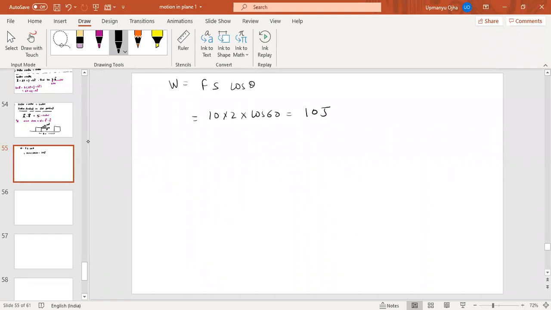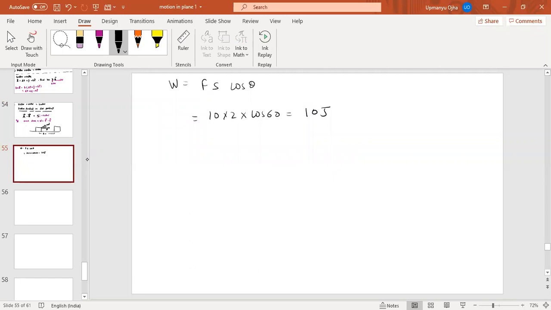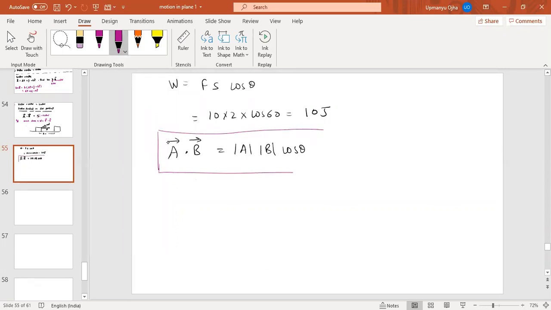Now we can see one thing here: work done is F dot s, which means it is a dot product, and the value of the magnitude is F s cos theta. So from this example, can I say that the dot product of two vectors, a vector dot b vector, is equal to mod of a, mod of b, cos theta. So a dot b equals mod of a into mod of b cos theta.